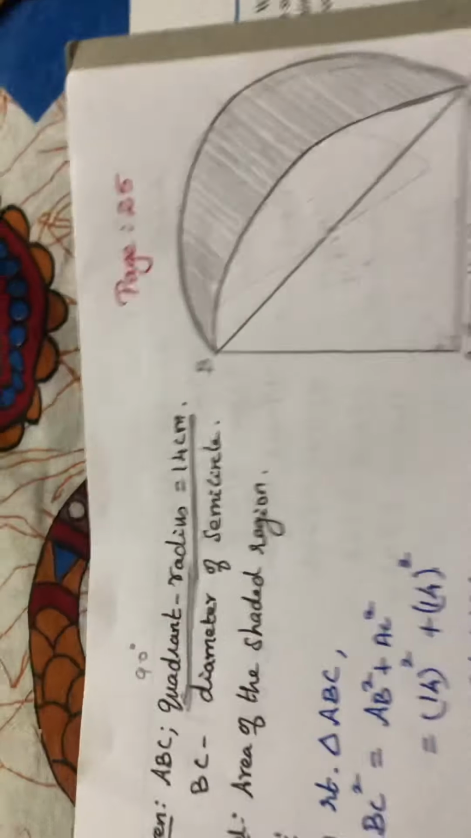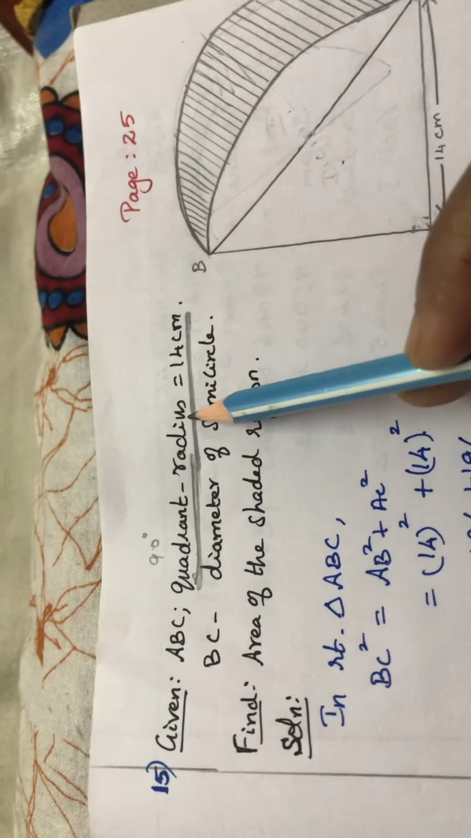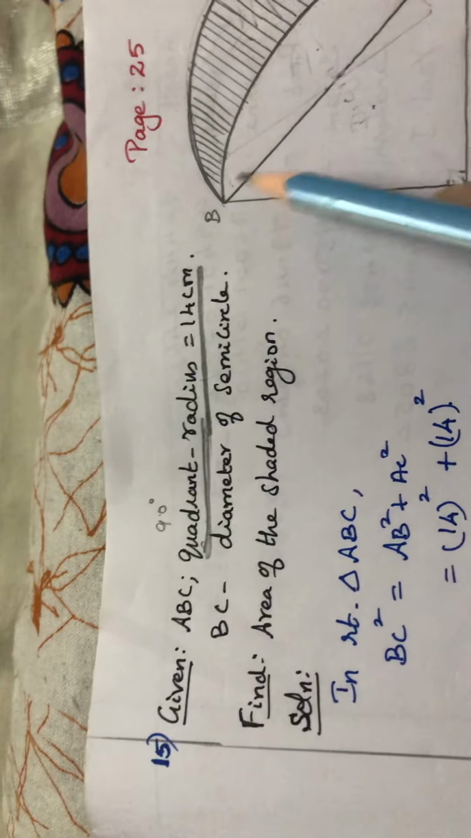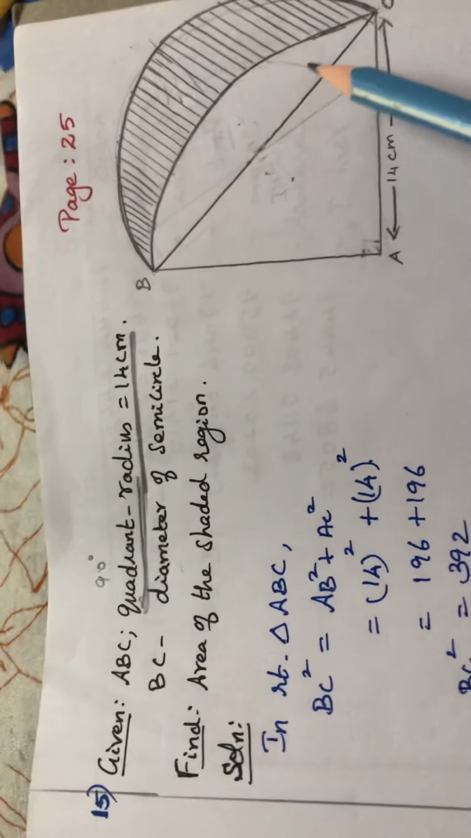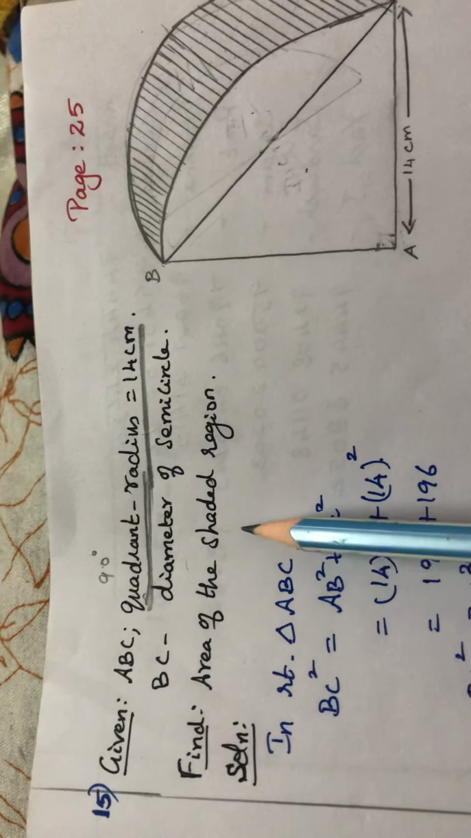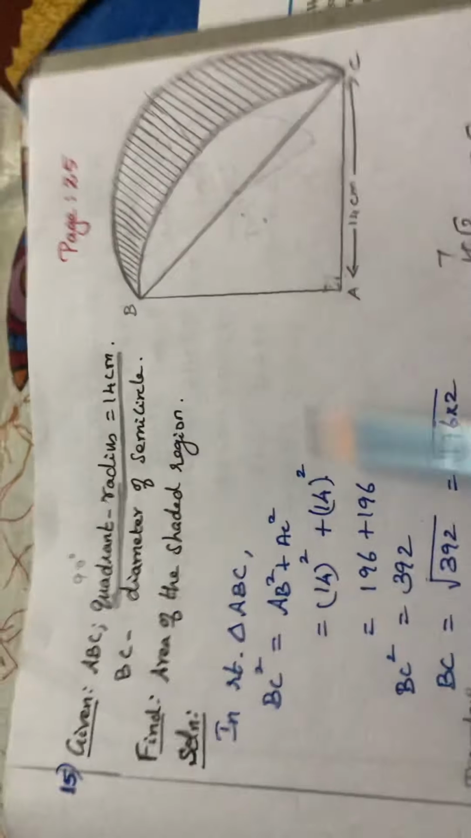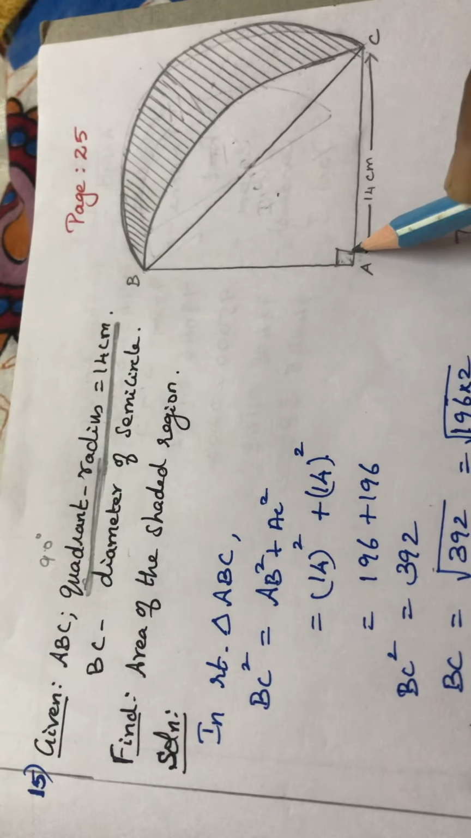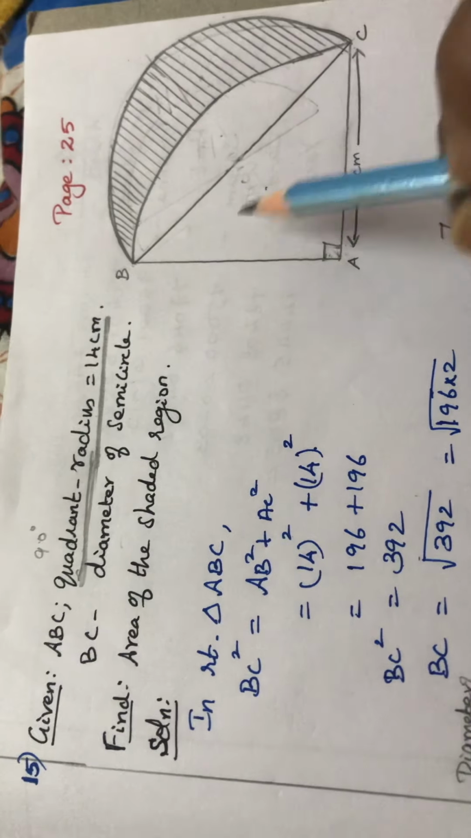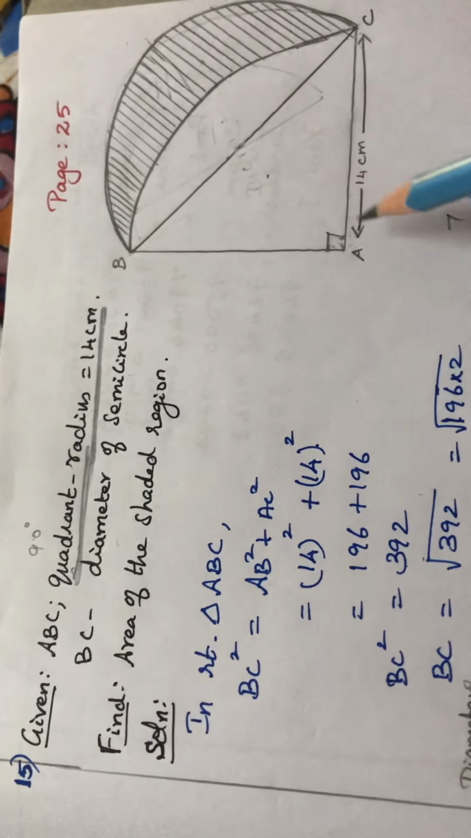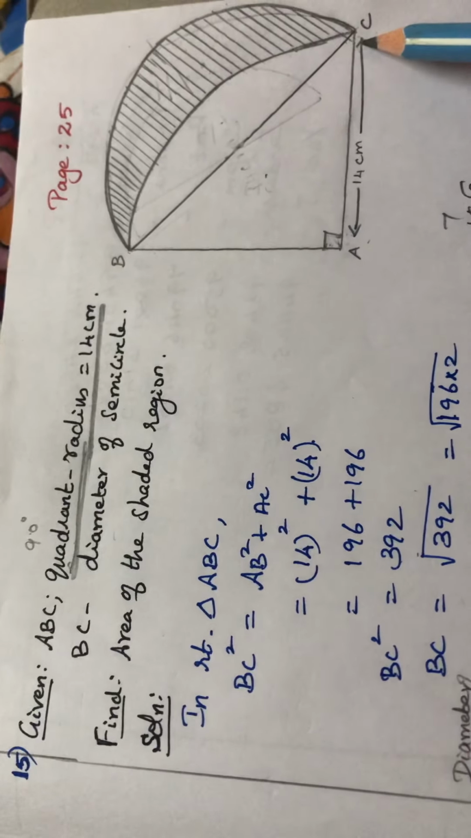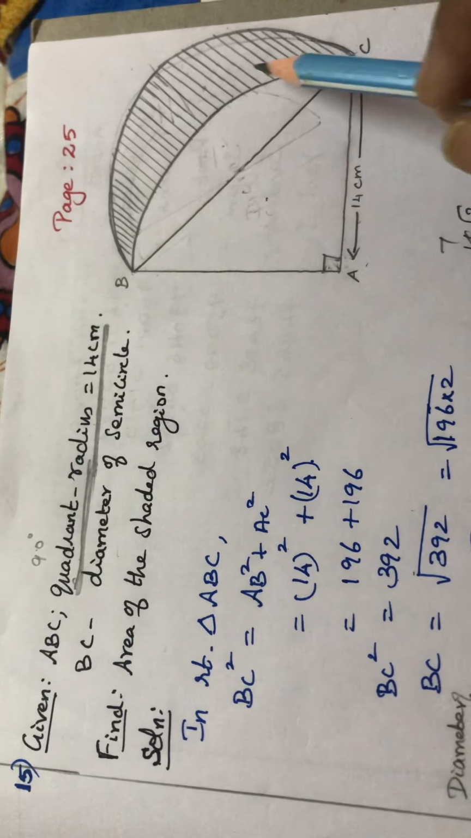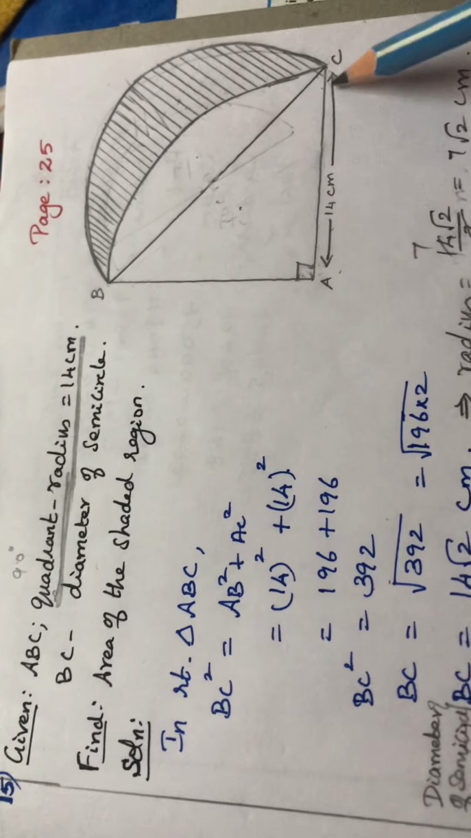So what is the given information? ABC is a quadrant with a radius 14 centimeter. Quadrant means it is understood as 90 degree. That's why I have written it there. And BC is the diameter of the semicircle. Find area of the shaded region. First we are going to work in right triangle ABC. Why is it a right triangle? Since it is a quadrant, 90 degree, I can write that. The triangle ABC has BC as the hypotenuse. So in right triangle ABC I want to just find BC, because from BC I can get the diameter for the semicircle. So the first step is finding BC.